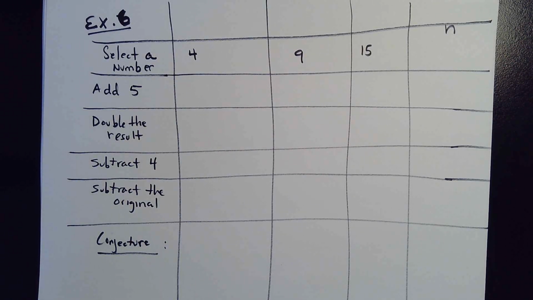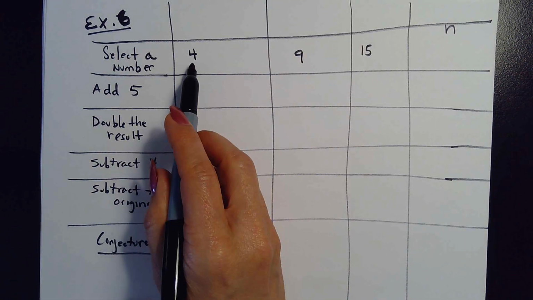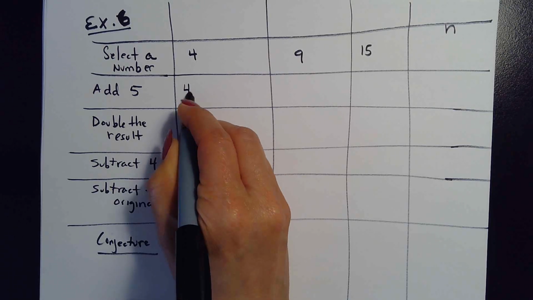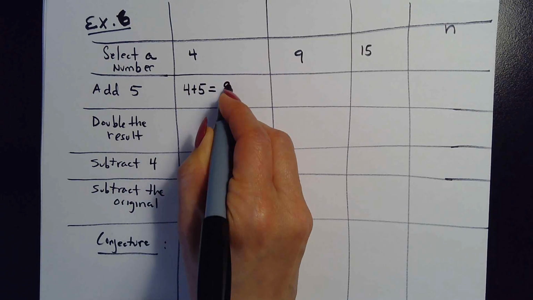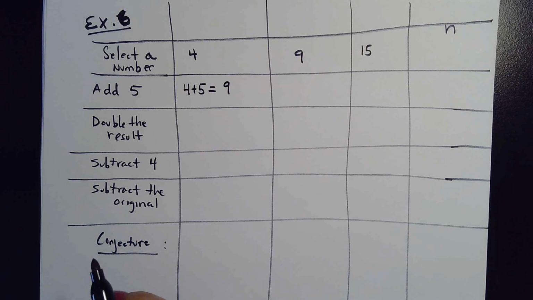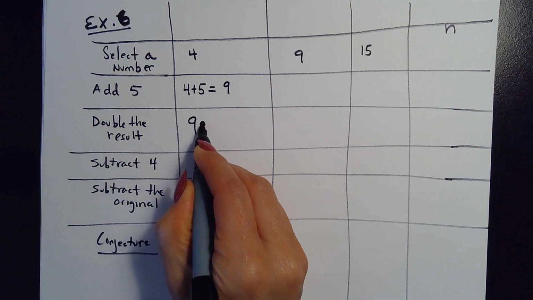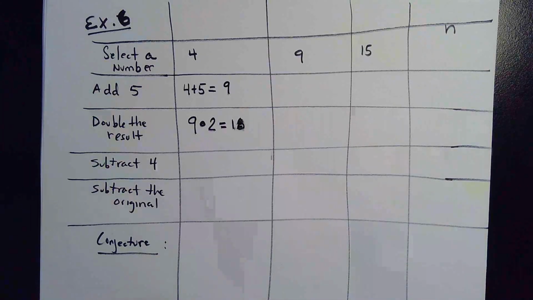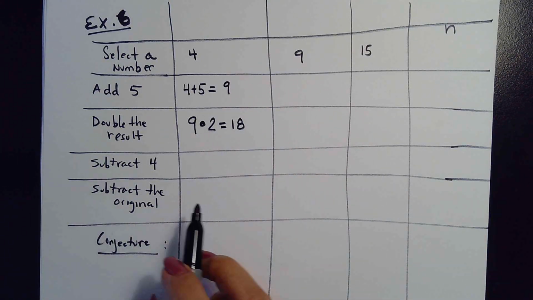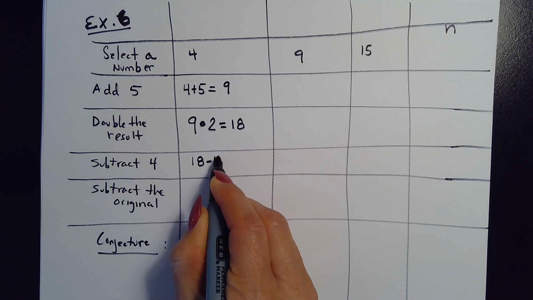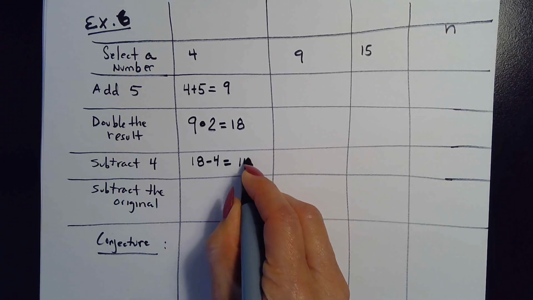And so let's do that. We take 4 and add 5 to it. That gives me 9. Then we take 9 and double the result, so 9 times 2 gives me 18. And then it says to subtract 4. So you take 18 minus 4, and that gives you 14.